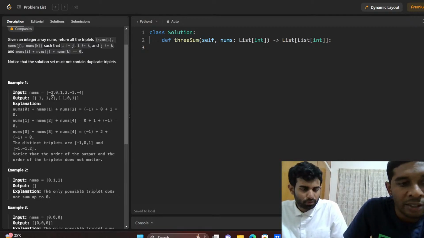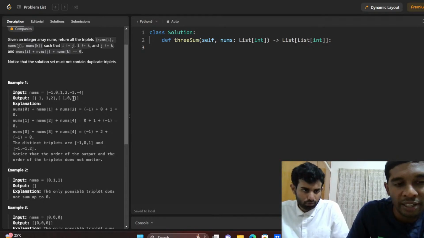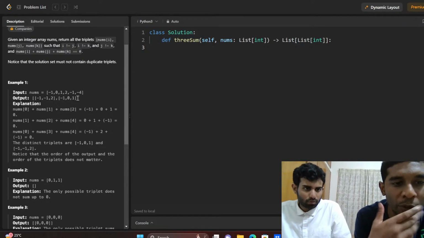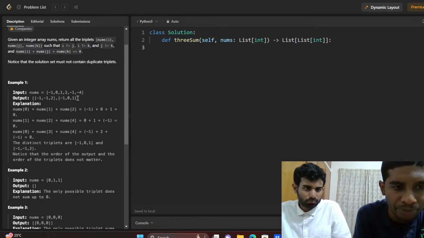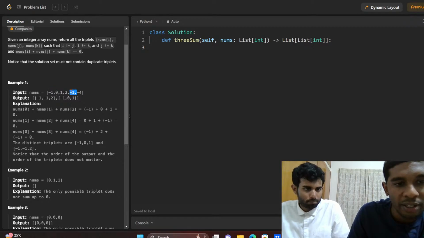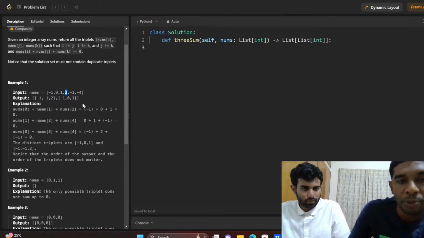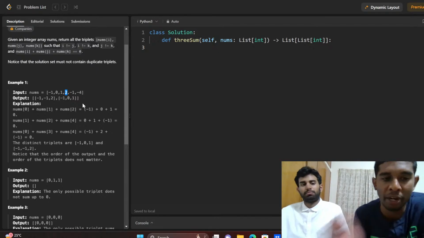Zero again is the old triplet minus one and one, but that's already exhausted. Again with one, I don't find any other triplets that add up to zero except this one, zero, and minus one again, which is already exhausted. So the only other pairing that I can see here is if I take this minus one, then I take this minus one, and then I add two to it. So minus one plus two is equal to zero, right?